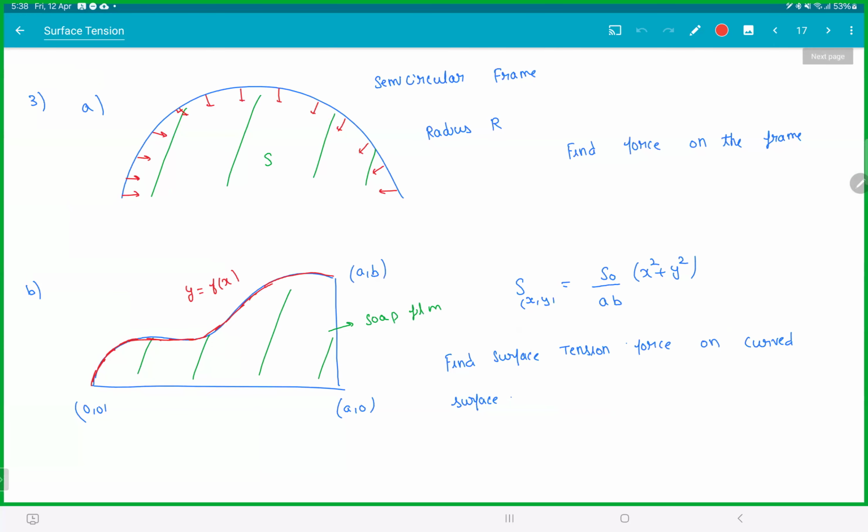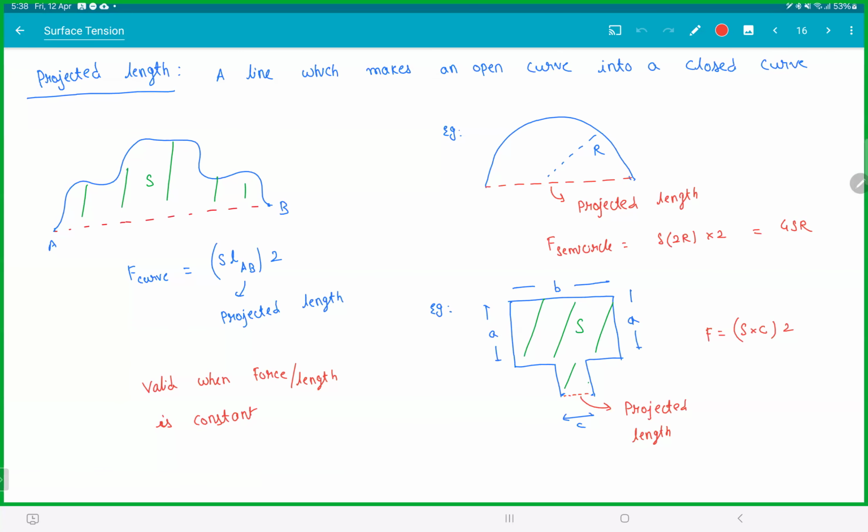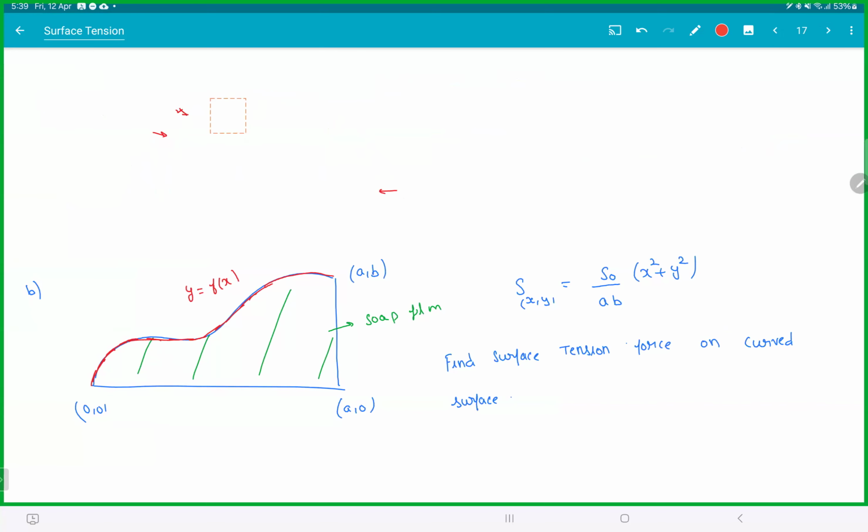Now, what about the second guy? Sir, can you show the page again? This one? Yes, sir. Clear? Next thing. What about this thing? The second part? Now, here S is not constant.